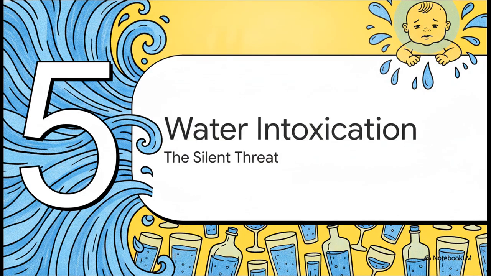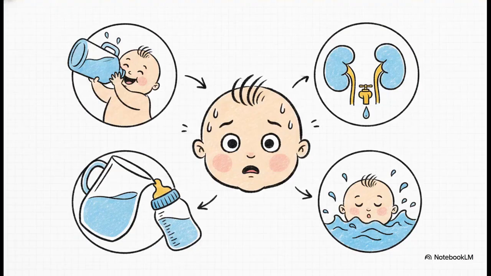Okay, let's pivot to the total opposite end of the fluid spectrum. Section 5, water intoxication risks. Remember our vulnerable vessel framework? Well, infants have an immature thirst mechanism. They literally don't know when to stop drinking. And because their glomerular filtration rate is low, they can't pee out excess water fast enough.